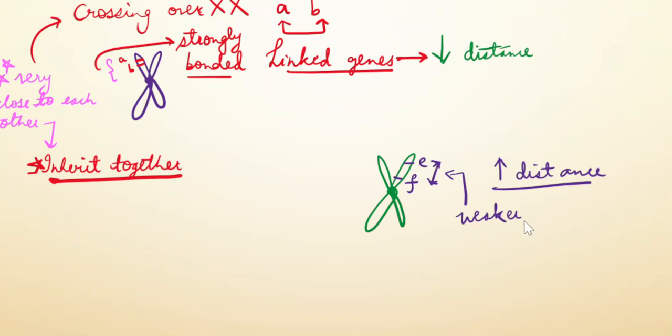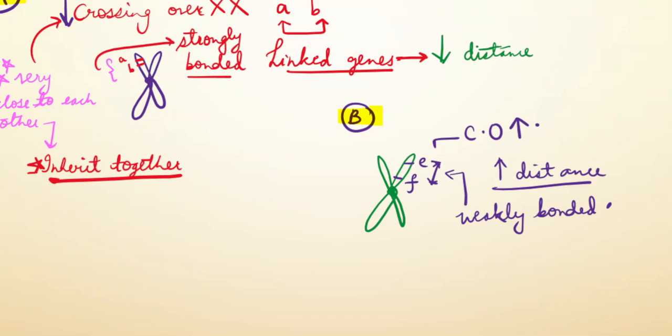If they are weakly bonded, then here the crossing over will be maximum. The rate, or you can say the percentage, of crossing over will be more. Here the crossing over will be higher, and on this side it will be least or won't occur at all. So these are the two concepts, part A and part B; both conditions are different.